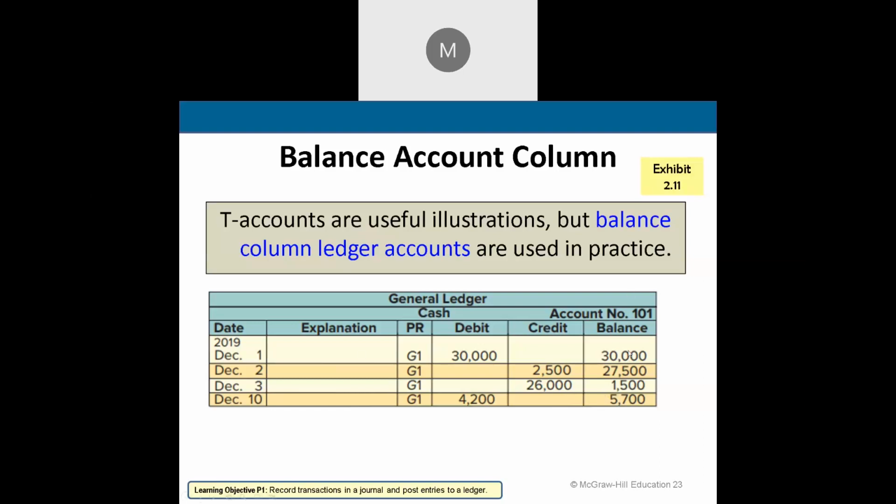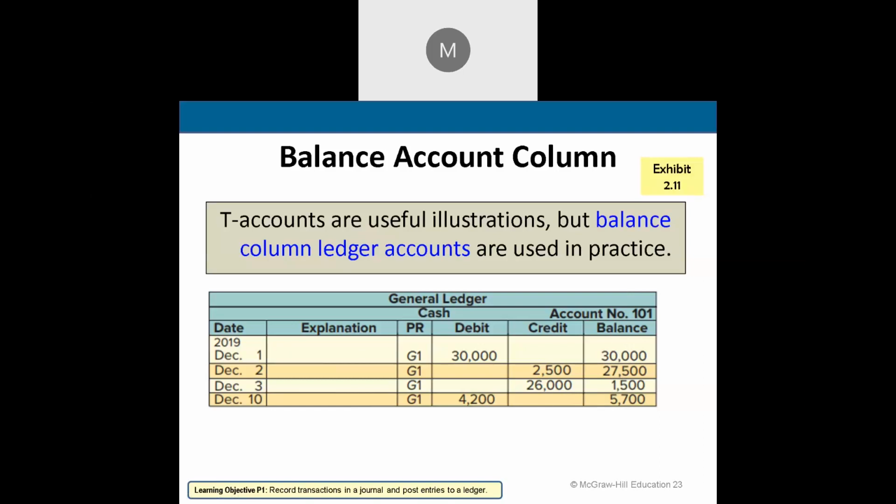And on the right-hand side, you see the balance. Started with $30,000, paid out $2,500, paid out $26,000. Balance went down to $1,500. And then we received cash from our customer at $4,200, so the balance went up to $5,700. Think of it like a running total.